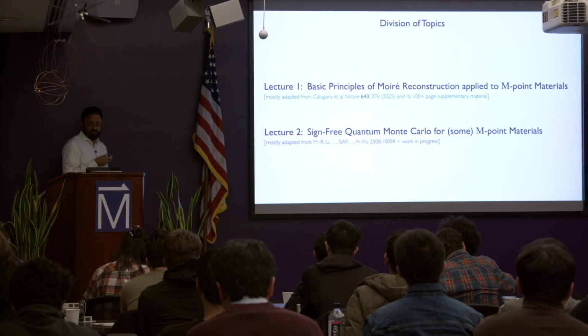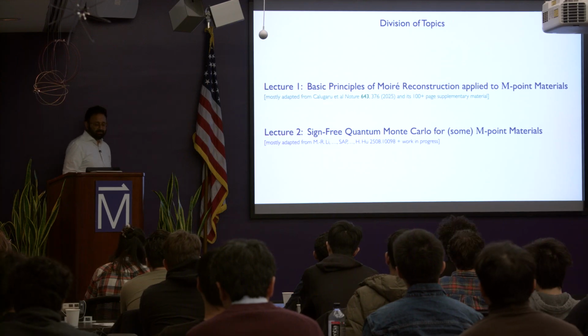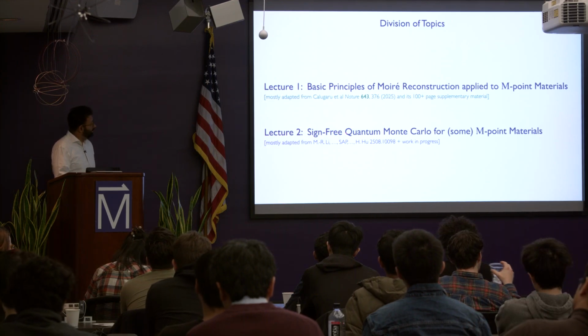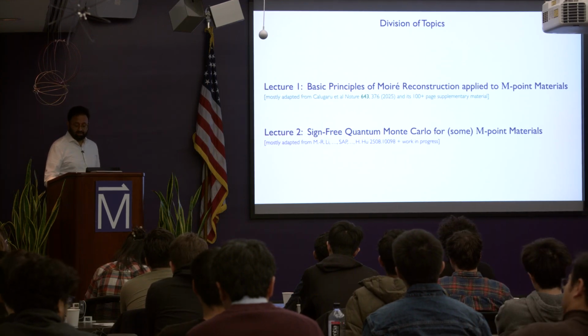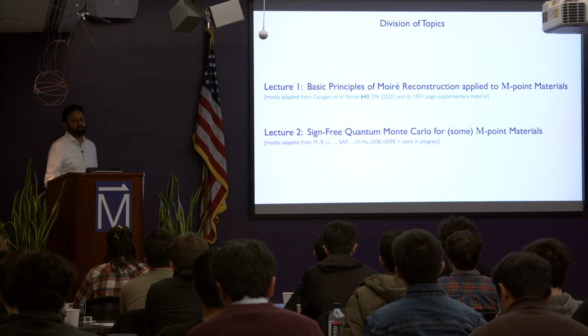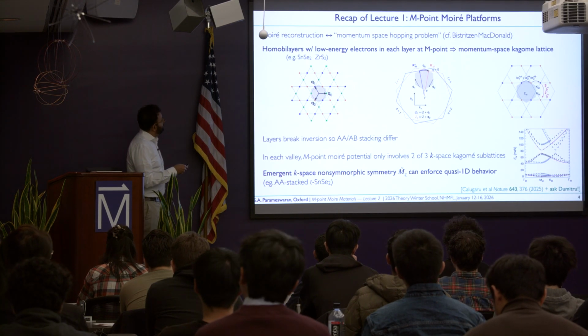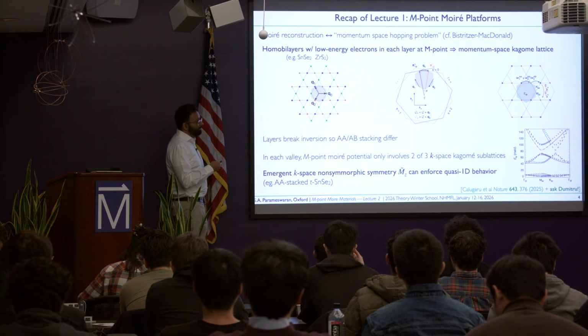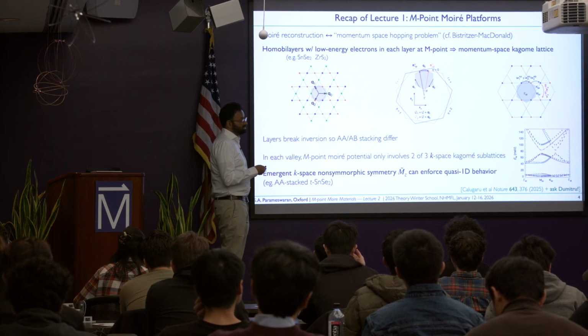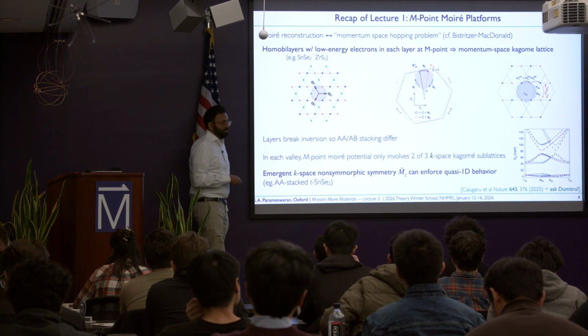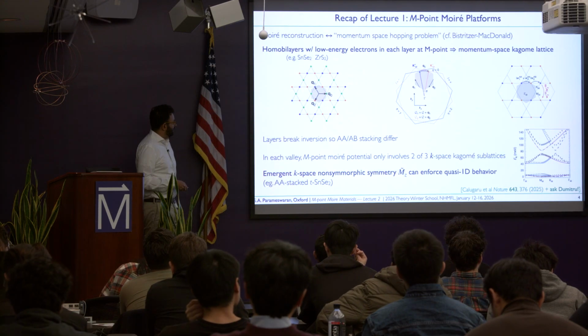What I used that to do was to set up, so today I want to tell you about sign-free Monte Carlo studies for one set of those materials. This is where we'll introduce the role of correlations. Again, this momentum space hopping problem, when you have a homobilayer where the low energy electrons in each layer sit at the M point, you get this momentum space Kagome lattice.